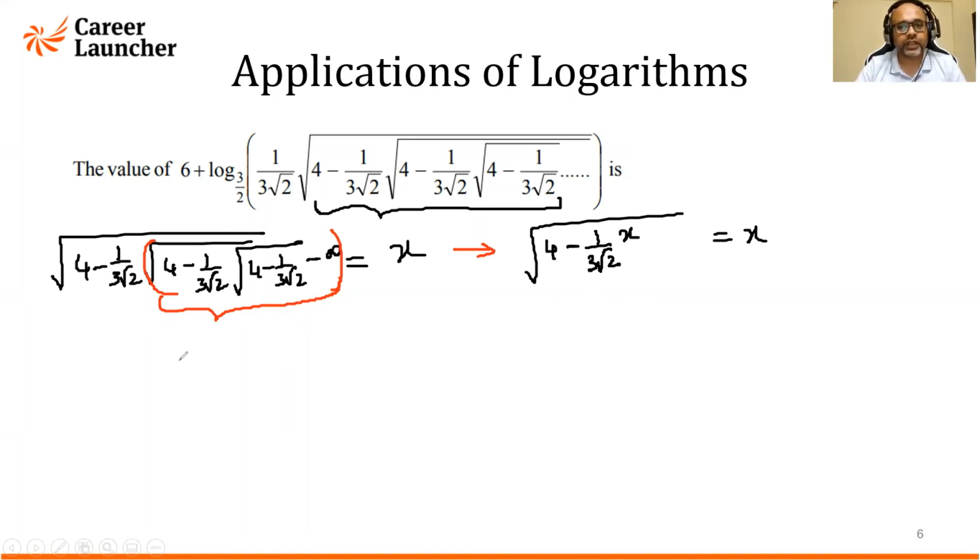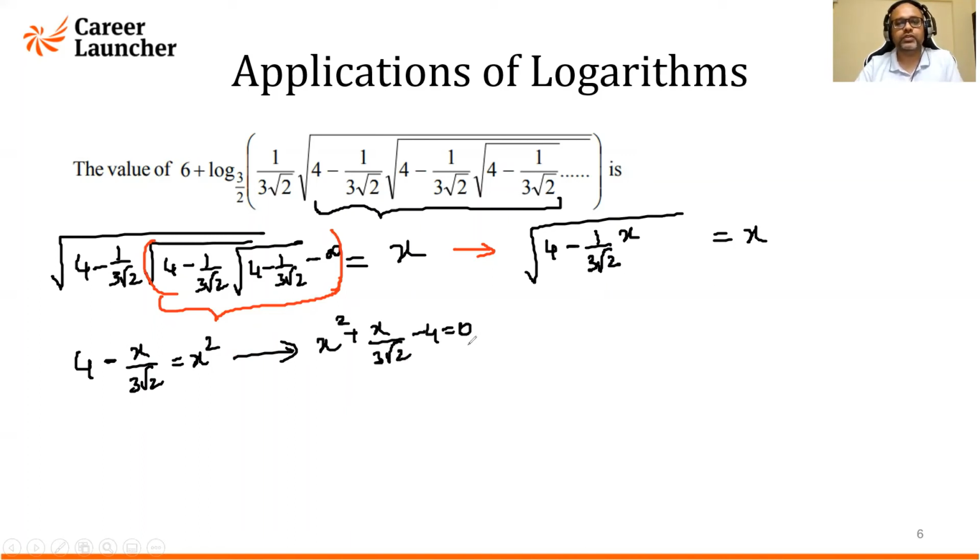So if you square it on both sides, you will get 4 minus x by 3 root 2 equal to x square, or if you bring things together, you'll get x square plus x by 3 root 2 minus 4 equal to 0. Now, one thing to keep in mind, root of anything by default is always positive. Do not commit the mistake of writing root of 4 as plus or minus 2. This is wrong. So for some of you who do not know this, remember guys, root is always by definition in mathematics positive. Then when do you get plus or minus?